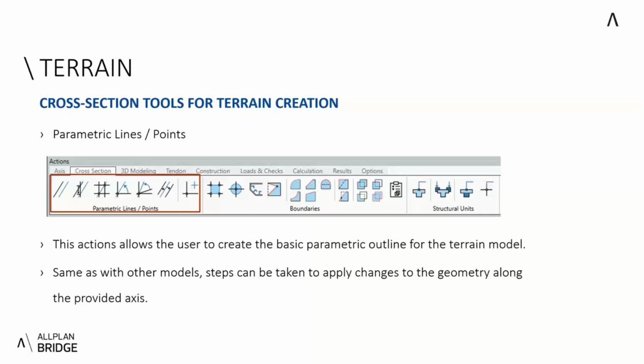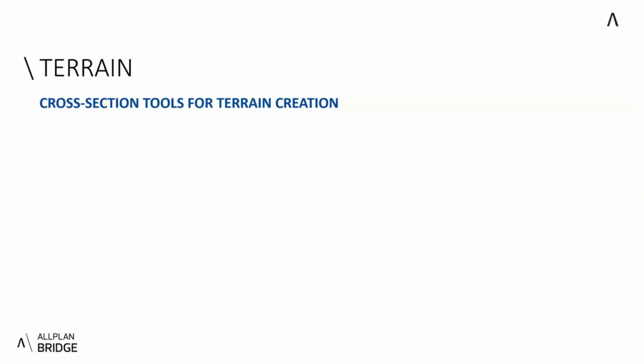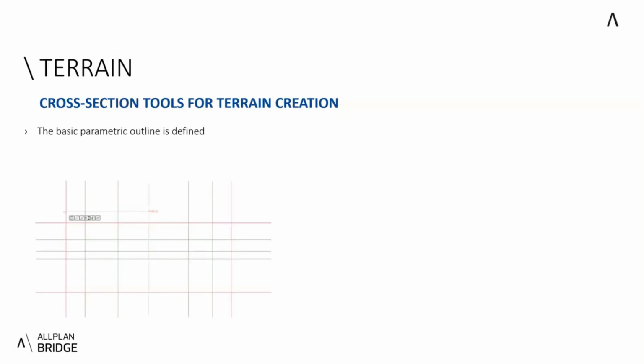And these actions allow the user to create this basic parametric outline for the terrain model. The same as with other models, additional steps can also be taken to apply changes to the geometry along the provided axis. And now we will see our first example of how we start creating the terrain model. By using the tools that I have shown on the previous slide, we can define the outline, which is here represented by these parametric lines, and the outline of my terrain model will represent, as you see on the picture, the red parametric lines, where I have defined an offset of 25 meters to the left side, one to the right side, and then additional offsets to the top and to the bottom.